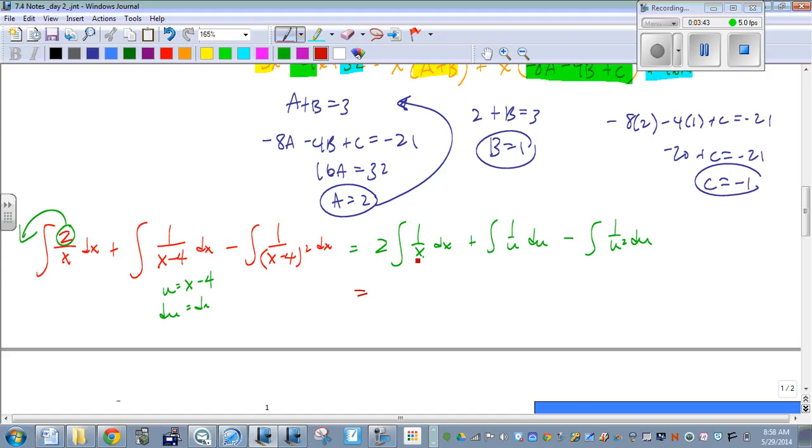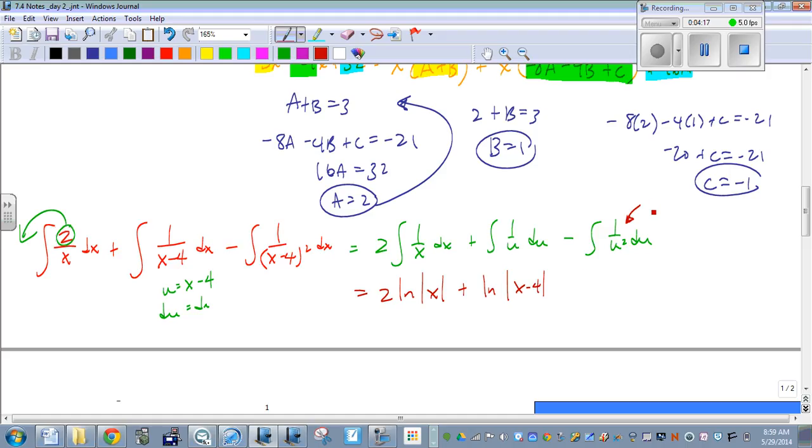Well, what's the antiderivative of 1 over x? Natural log of absolute value of x. So we get 2 natural log absolute value of x for our first part. Next one, antiderivative of 1 over u is just natural log of absolute value of u. So we get natural log of absolute value of x minus 4. This one, it's 1 over u squared. So same thing does not occur here when this is squared. Right, that's only if it's 1 over u, 1 over x. When it's squared, we treat it differently, like we did the first time we did antiderivatives.